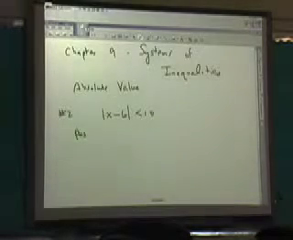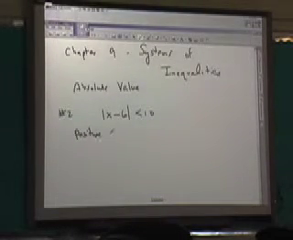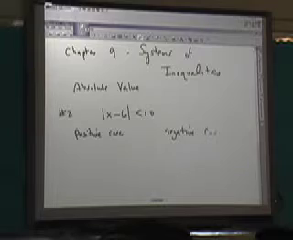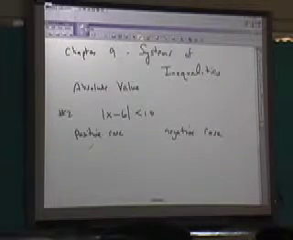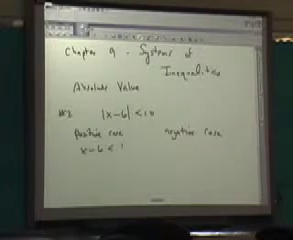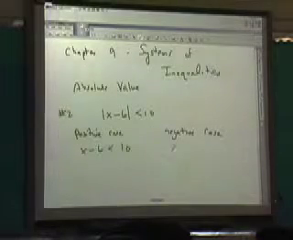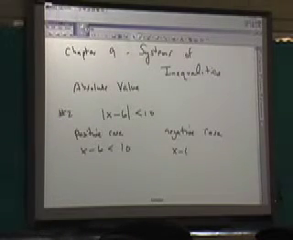Positive case. Now I see so many people don't write out positive case, negative case. It would be very, very advantageous if you did, because otherwise you'll likely forget. X minus 6 is less than 10. Nothing changed for the positive case. Just drop the bars. What about the negative case? What's going to change? X minus 6 is negative 10.